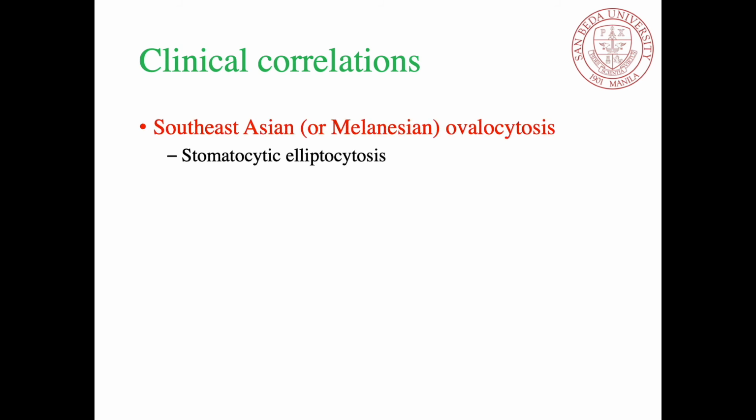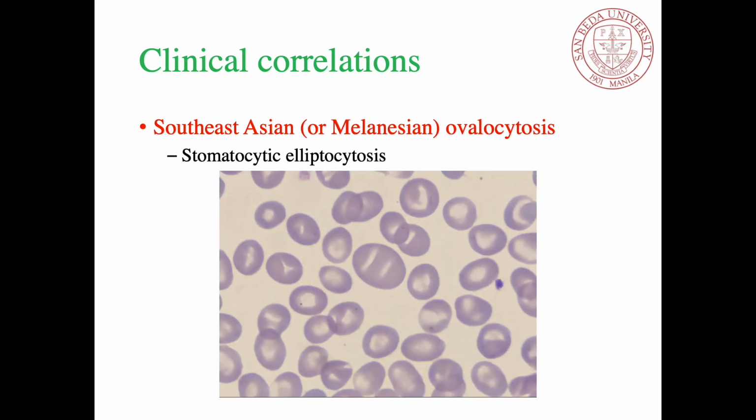Let us now discuss select clinical conditions that involve abnormalities in integral membrane proteins. Southeast Asian ovalocytosis, or SAO for short, is characterized by specific RBC morphology, often described as stomatocytic elliptocytosis. This means that peripheral blood smears show large oval red cells with a transverse ridge across the central area, hence the term stomatocyte, pertaining to the mouth-like or slit-like pattern that replaces the normal central zone of pallor.